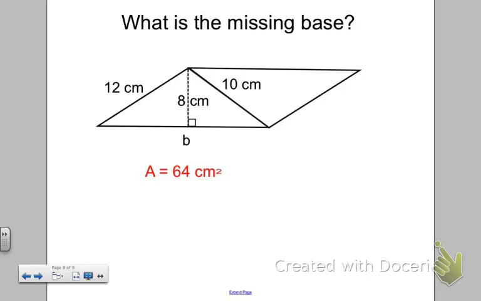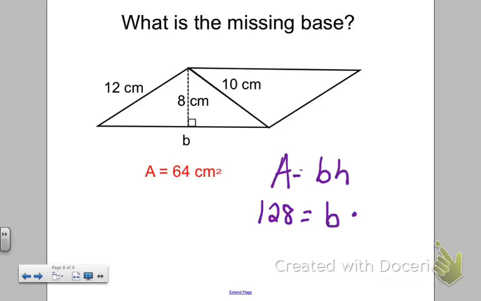Now let's solve it as if we're talking about a parallelogram and we're missing the base of the parallelogram. The formula for a parallelogram is still, let's see, base times height. We don't have to worry about the half anymore because we're talking about a parallelogram. Well, the area here is no longer 64. 64 was the area of just the triangle. Well, now we've got 2 triangles. That means we have to double the area. We now have an area of 128.